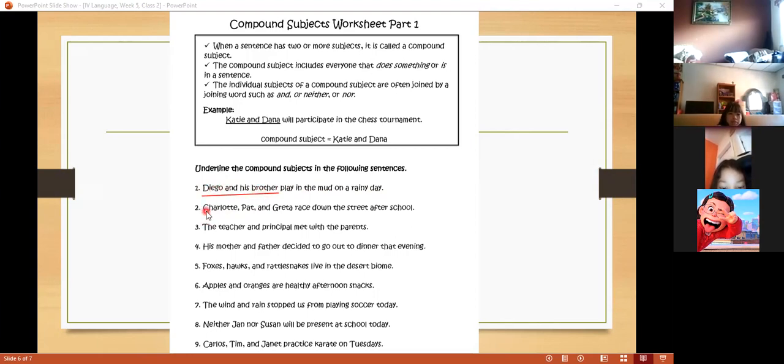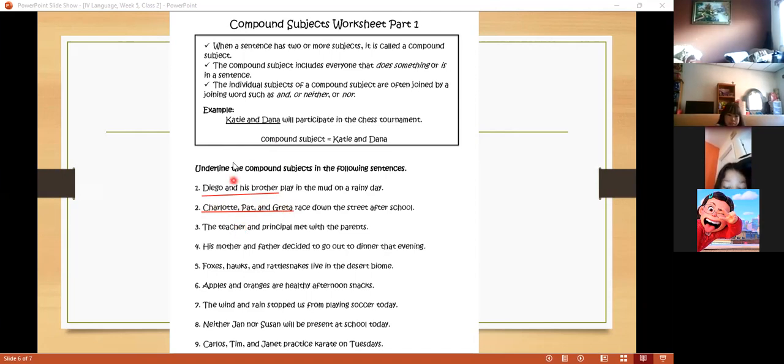Sian, continue with number 2. Carla, Pat, and Greta raced down the street after school. What is the subject? Carla, Pat, and Greta. Excellent. This is a compound subject. How many simple subjects do you have? I have 1, I have 2, and I have 3. They are compound subjects. Excellent. Number 3.